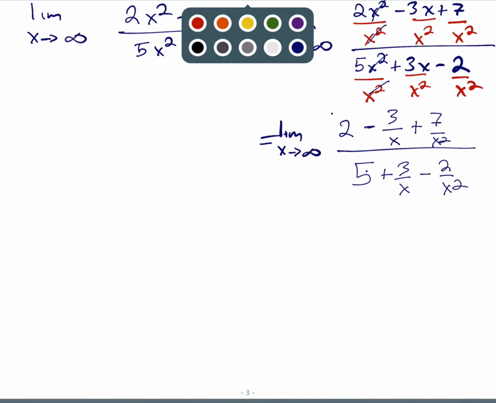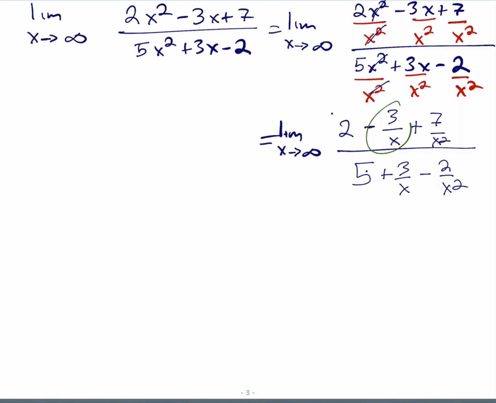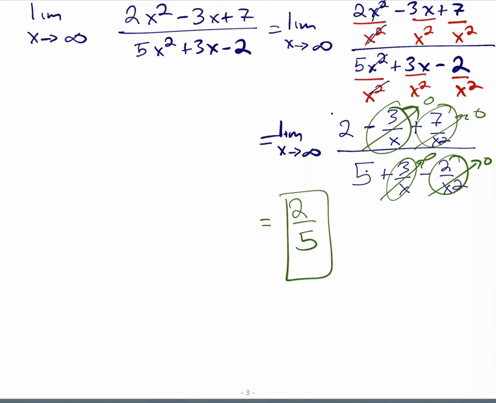If I take a look at this term, 3 over x, what's the limit as x goes to infinity of 3 over x? 0, right? Because you have some constant, and the bottom's getting really big, so that's going towards 0. What about 7 over x squared? Also 0. All of these constants over x are going towards 0, so what are you left with? 2/5, which is exactly what we expected. Does that make sense, the strategy? Any questions with the overall strategy?